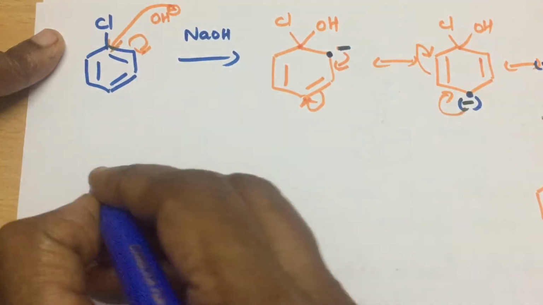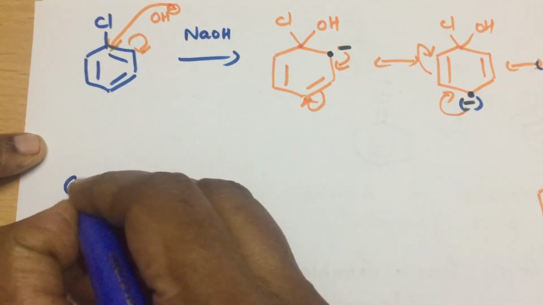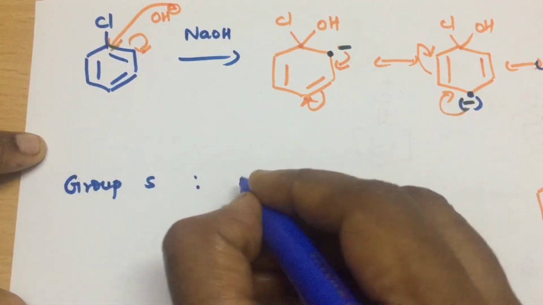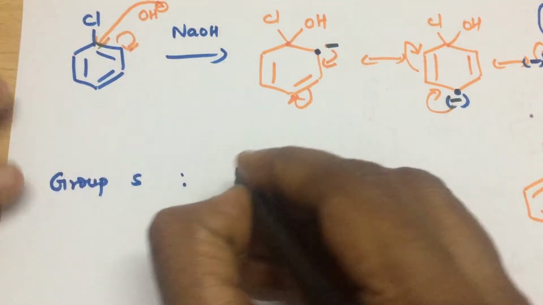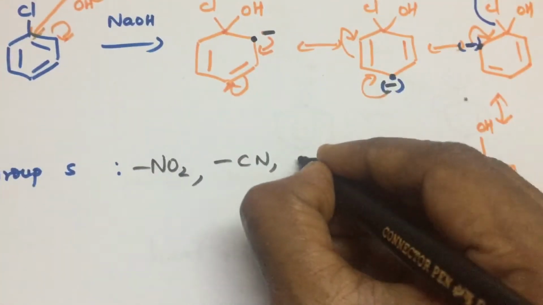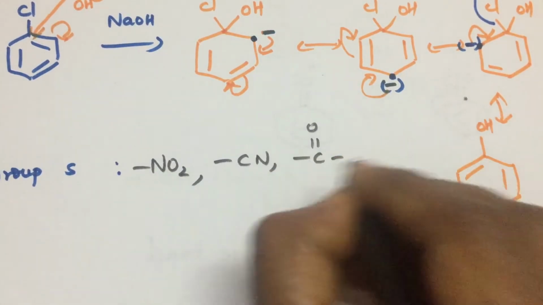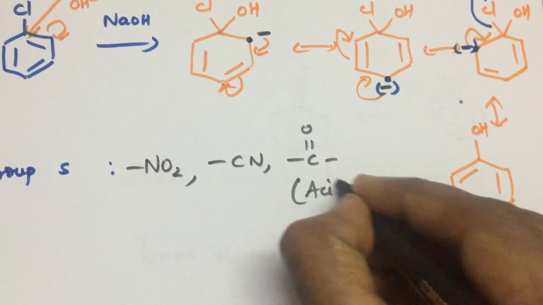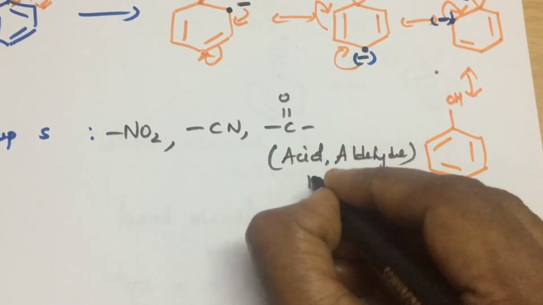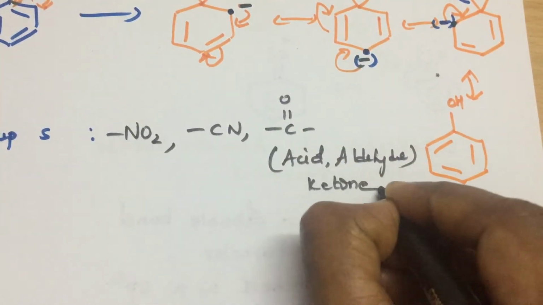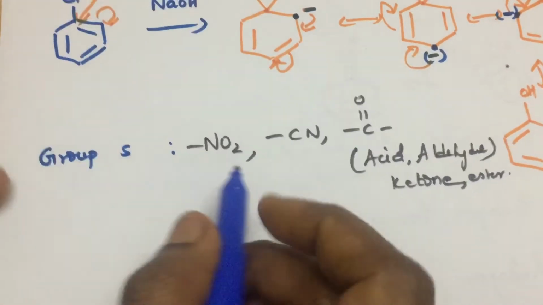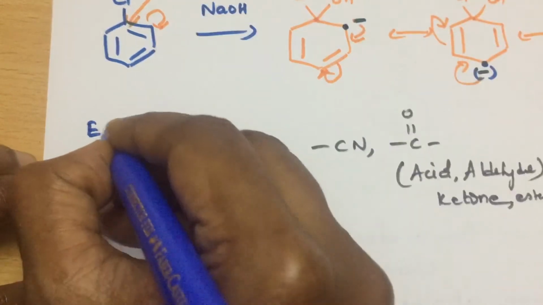So groups such as, these are called what? These groups, when I write, you can recognize what kind of group it is. So your nitro, your cyano, and all kinds of your carbonyl bonds. So it can be your acid, your aldehyde, anything, any carbonyl. So these kinds of groups we call electron withdrawing groups.